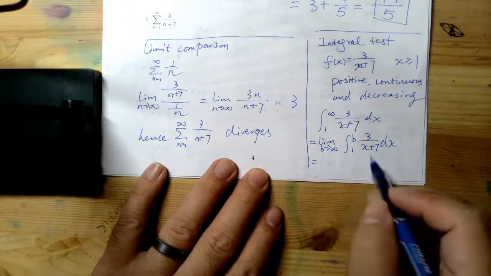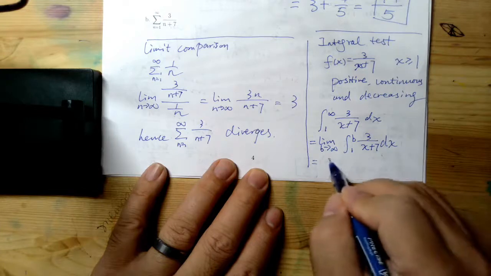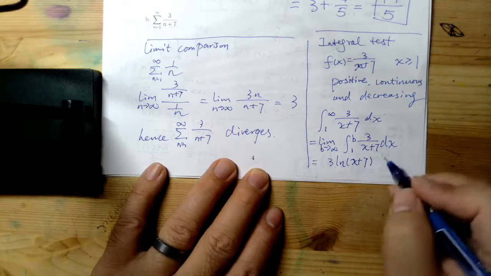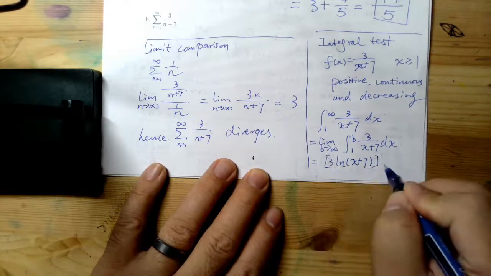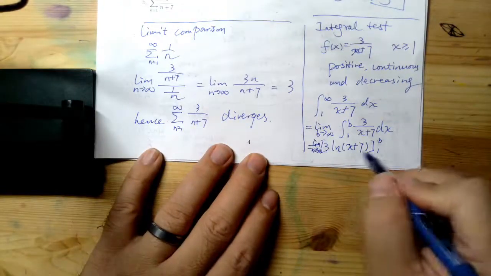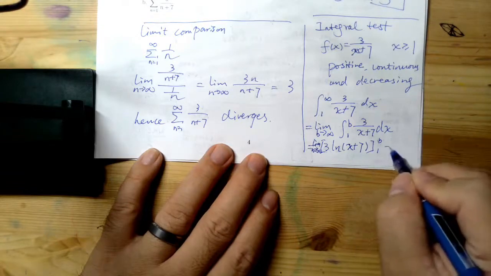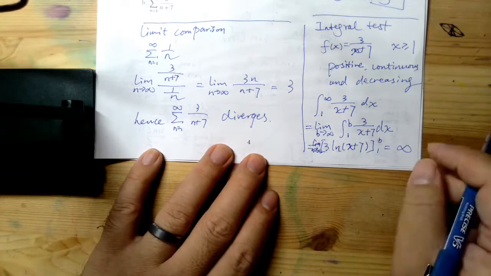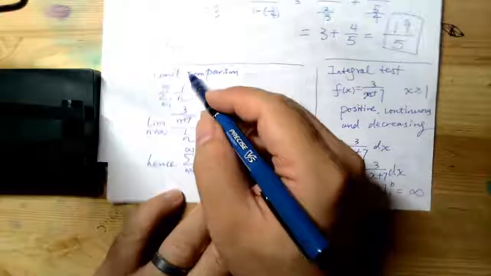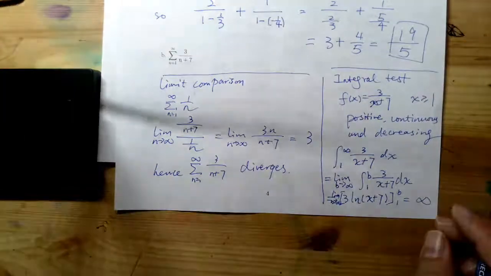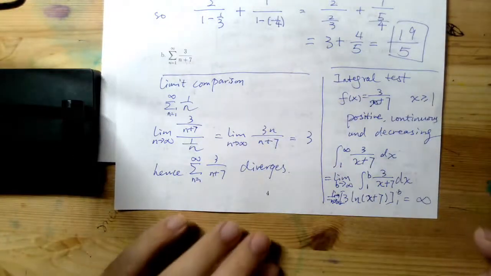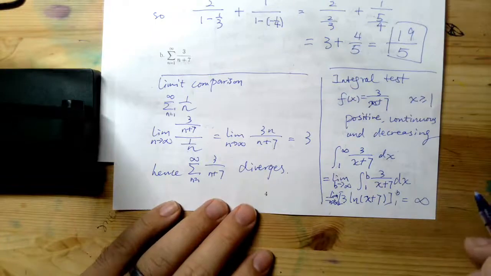And it turns out you're going to have 3 ln of x plus 7, evaluated from 1 to b, letting b go to infinity. If you put b inside, you will see that this limit goes to infinity. So since this integral diverges, so does my original series, 3 over n plus 7. So I know that this series diverges.